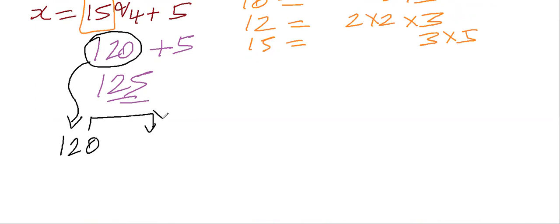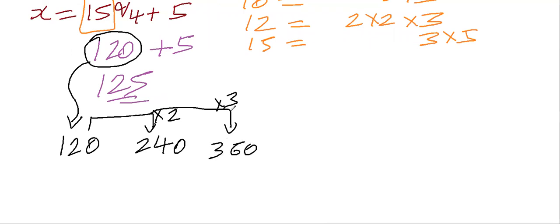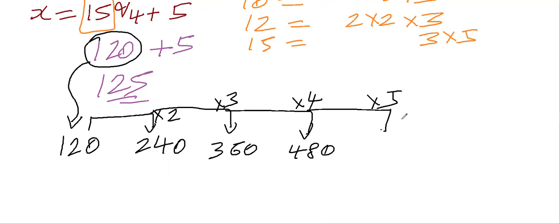So it will be into 2. That will be 240. Next number will be into 3, that will be 360. Next number will be into 4, that will be 480. Next number will be into 5, that is 600. Okay, so fine.